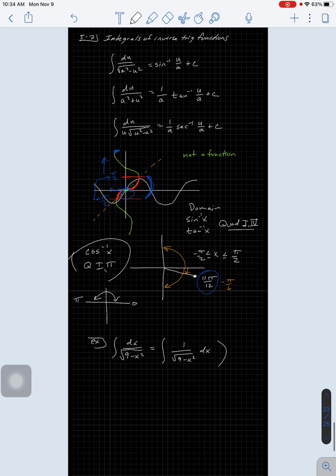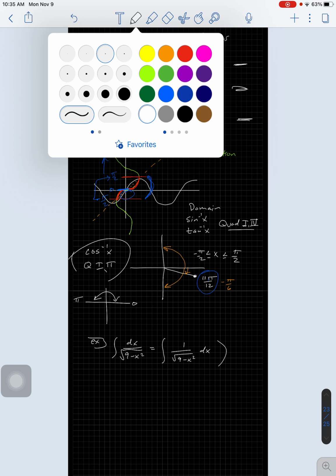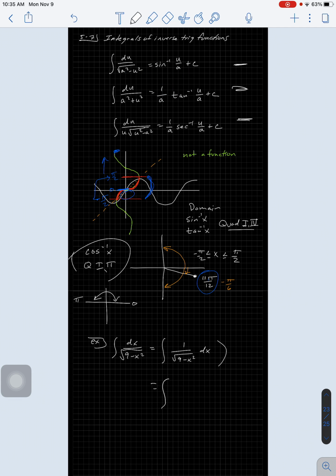So you want to ask, what does this look like? It looks like I've got a square root on the bottom, and all these things are squared. If I want to rewrite this, I could say this is the square root of 3 squared minus x squared. So that looks like two things squared and subtracted under a root. That's looking like the inverse sine formula.